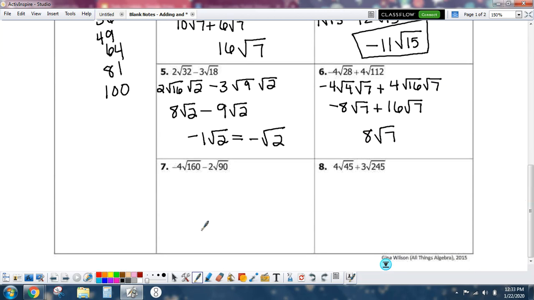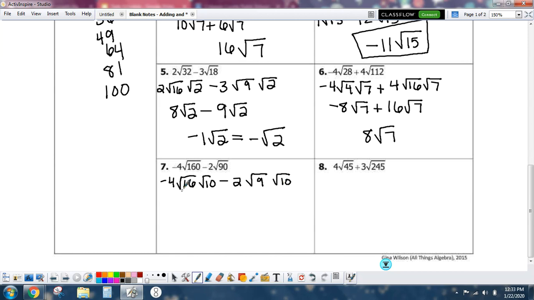So for number 7, the same idea as these two here. We're just subtracting both terms on this one. So I'm going to go ahead and do negative 4, and then 160, the biggest perfect square that goes into that is 16. And 16 times 10 will get me 160. Minus 2, and then 90, I get 9 and 10.